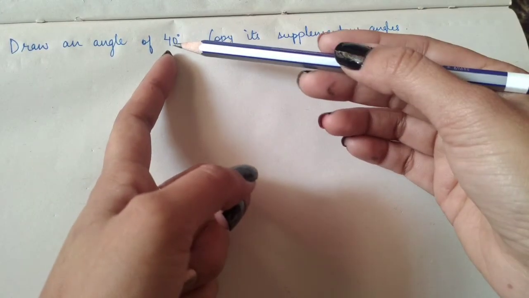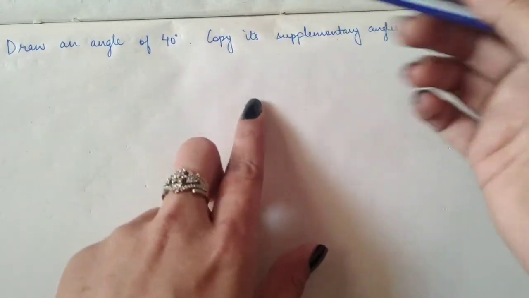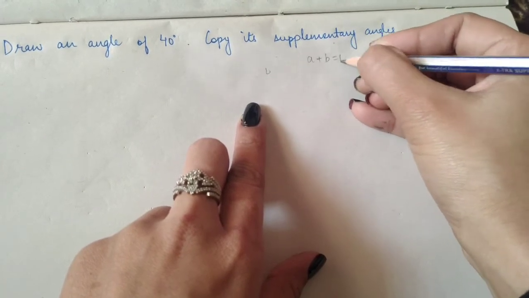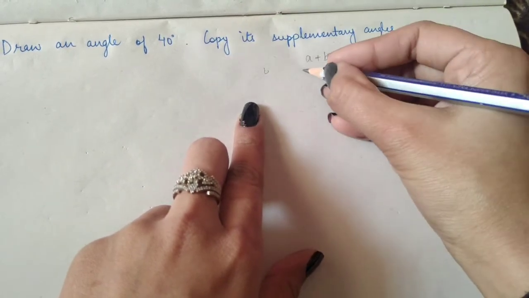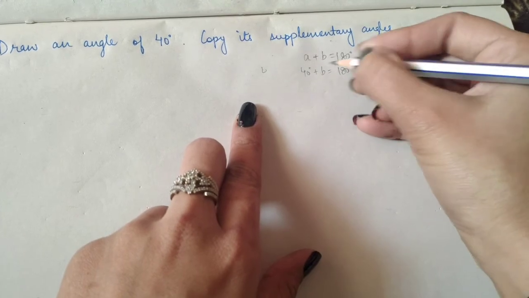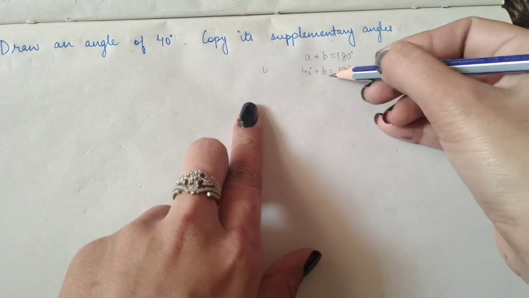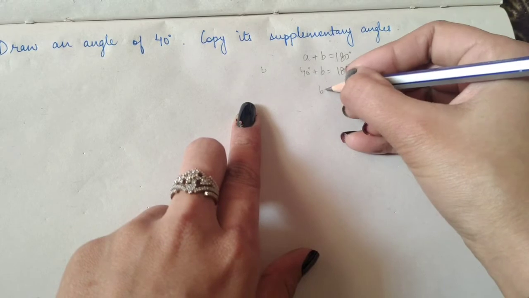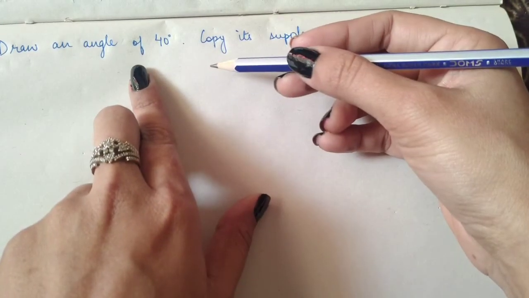So if they are saying 40 degrees, you have to draw 40 degrees and copy its supplementary. So what will its supplementary be? If there are two angles and they add up to 180 degrees, they are called supplementary angles. We have been given one angle, here it's 40 degrees. We don't know B, but the sum should be 180 degrees. So how much do we need to add to 40 degrees to get 180 degrees? We'll subtract 40 from 180. In that way we got B as 140 degrees. So 140 is the supplementary of 40 degrees.